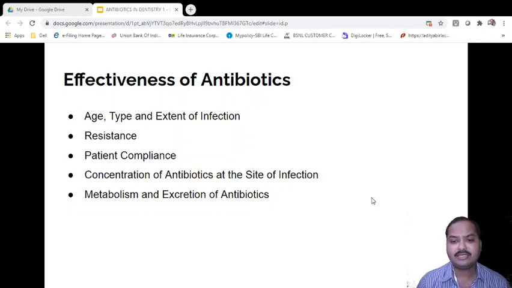So we can say that penicillins, cephalosporins, aminoglycosides, polymyxins are mainly excreted by the kidneys, and various other antibiotics undergo varying degrees of biotransformation in the liver.